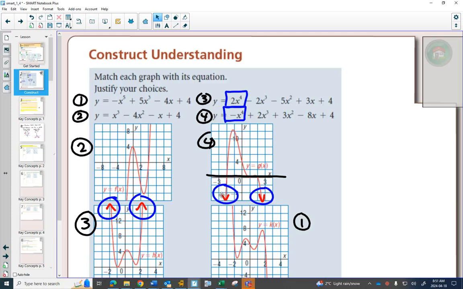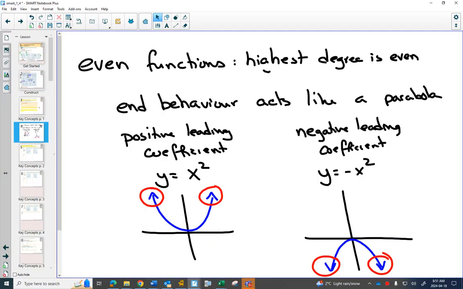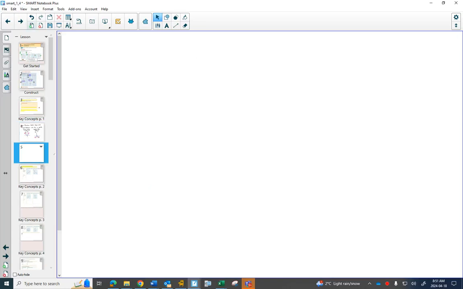So those are the even ones. This is true for x to the 6, x to the 8, x to the 10. Whatever your leading coefficient is, tells you what the end behavior is going to be. And it's going to act like a parabola. Next are odd functions.